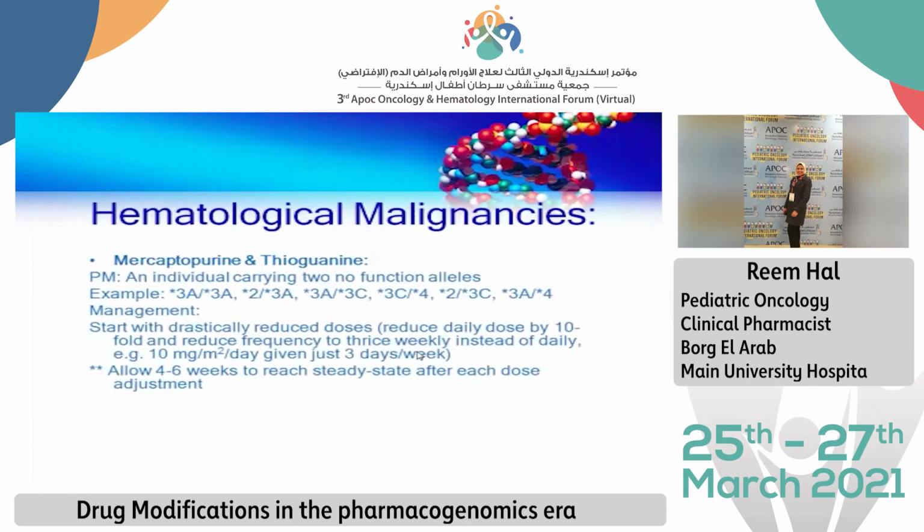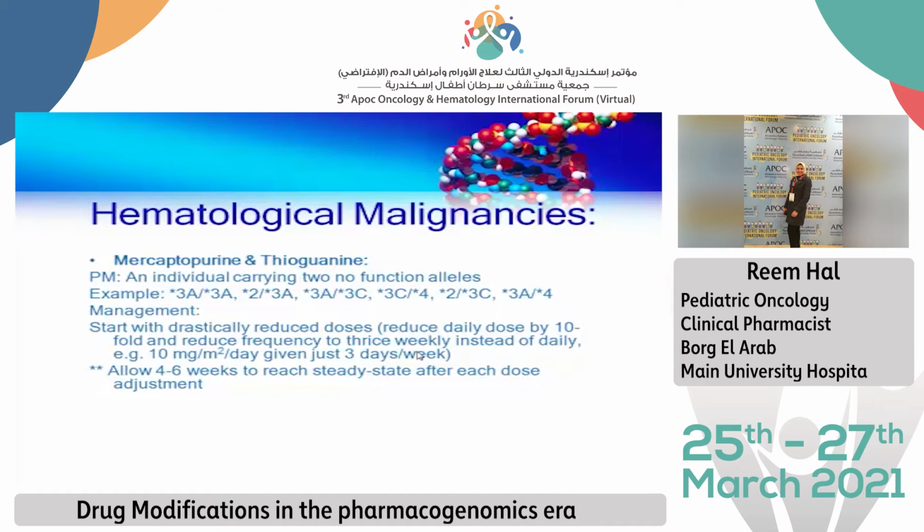Alright. On the other hand, we have the poor metabolizer, who is an individual carrying 2 no function alleles. Example, *3A/*3A, *2/*3A, *3A/*3C, *3C/*4, *2/*3C, or *3A/*4. And the management here is to start with drastically reduced doses. Reduce the daily dose by 10 folds and reduce frequency to thrice weekly instead of daily.